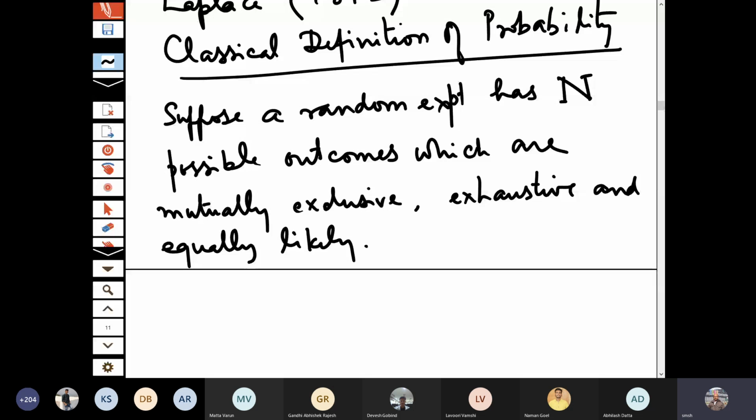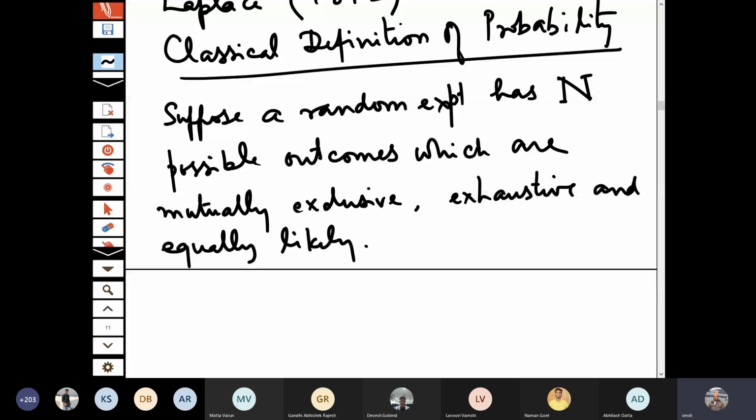1, 2, 3, 4, 5, 6. So if one occurs, 2 cannot occur, and so on. So they are mutually exclusive. We are counting all of them, that is 1, 2, 3, 4, 5, 6. And if it is a fair dice, then we are saying they are equally likely. That means one is as equally likely to occur as 2, as 3, as 4, as 5, and as 6, and so on.